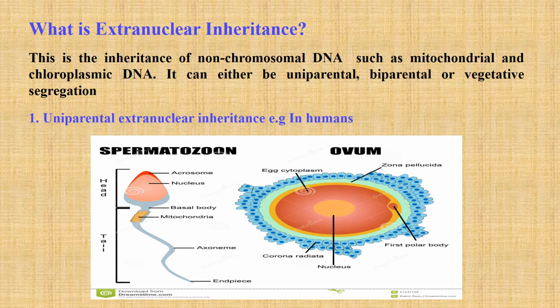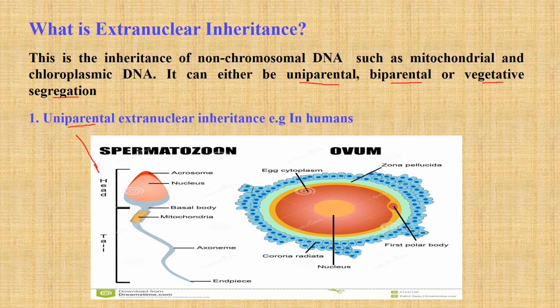So it can either be, it is of three types. It can either be uniparental, biparental, or vegetative segregation. So we'll start with the uniparental extranuclear inheritance, for example, in humans. We look at our diagram here below.